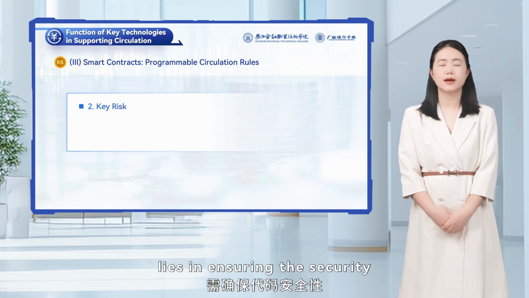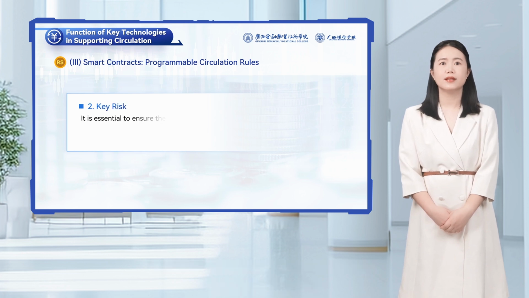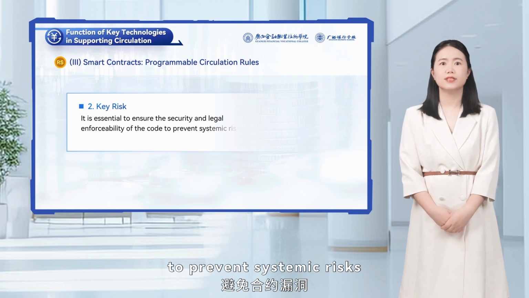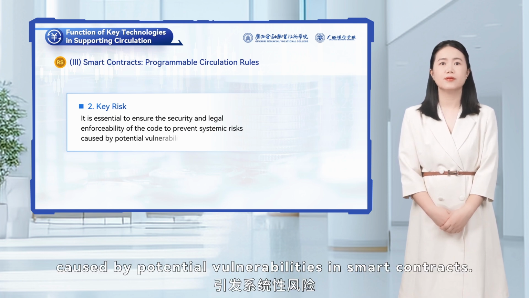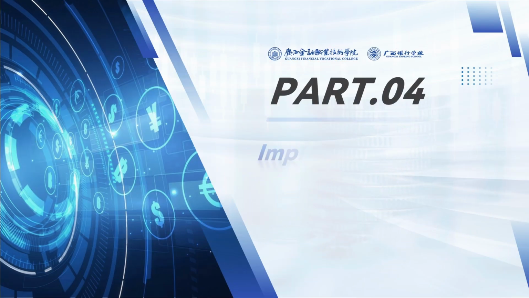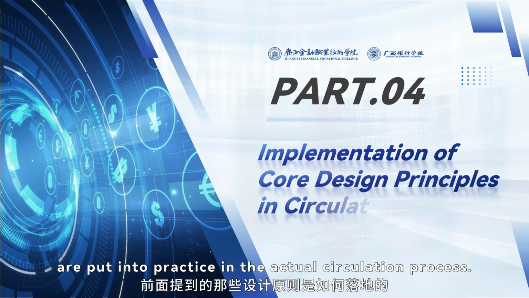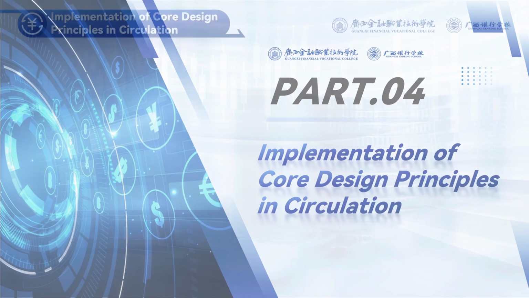The main risk lies in ensuring the security and legal enforceability of the code to prevent systemic risks caused by potential vulnerabilities in smart contracts. Finally, let's look at how these design principles are put into practice in the actual circulation process.